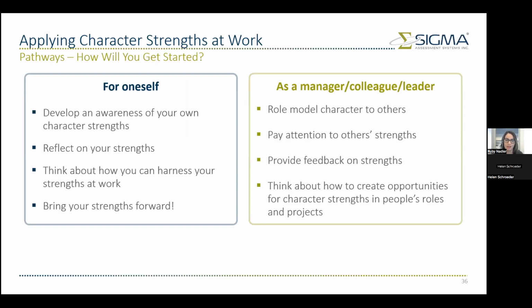So I'd like you to think about how you can get started using the character framework and character strengths. There's a bunch of ideas here, and we're going to do a couple of polls before I share an activity resource that you can use. But I hope this has provided some good food for thought.